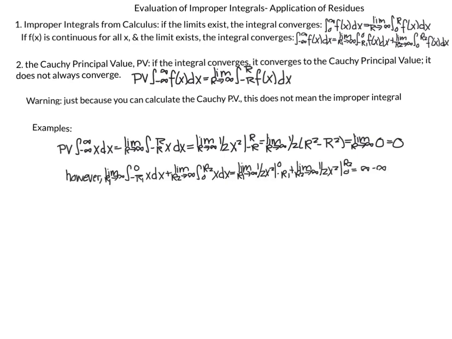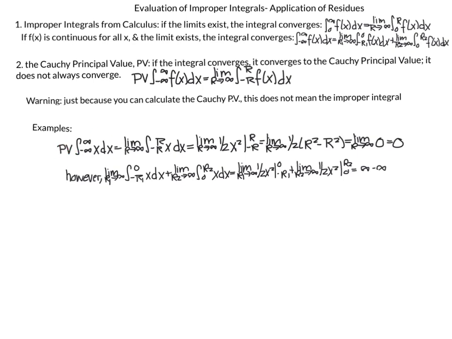However, what we really should have done is take the limit as r1 approaches infinity of the integral from negative r1 to 0 of x dx, plus the limit as r2 approaches infinity of the integral from 0 to r2 of x dx. Remember, this is how we define this when we talked about it from first year calculus. But this is not the definition of the Cauchy principal value.